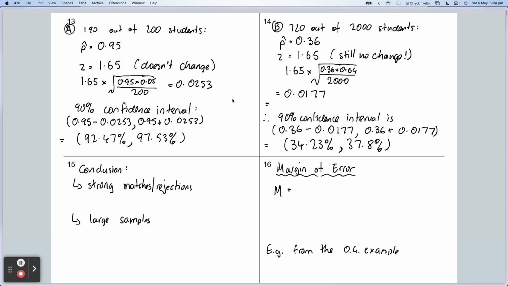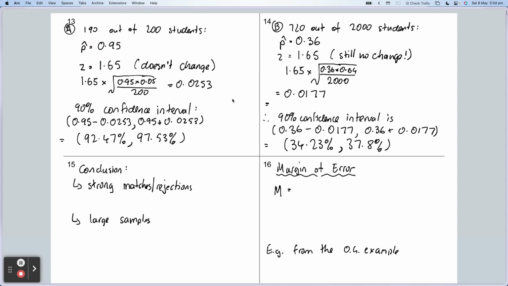So in summary, strong matches or rejections against the criteria. Our criteria was that energy drinks should be banned, or a student that thinks energy drinks should be banned. If nearly everyone thinks energy drinks should be banned, then we can see our confidence interval shrinks, which is a good thing. Okay, it's a smaller range of values.